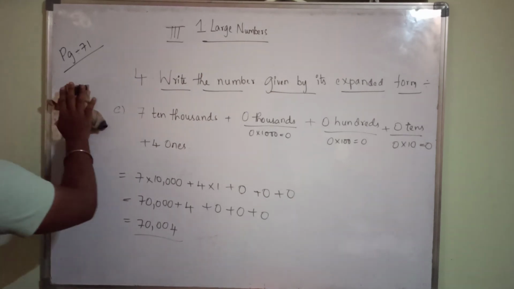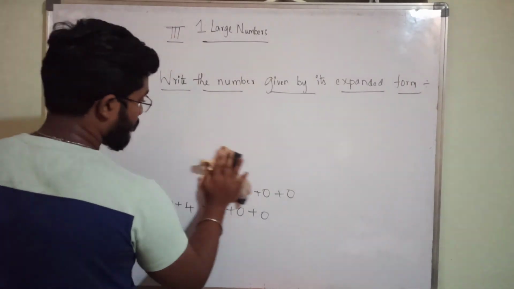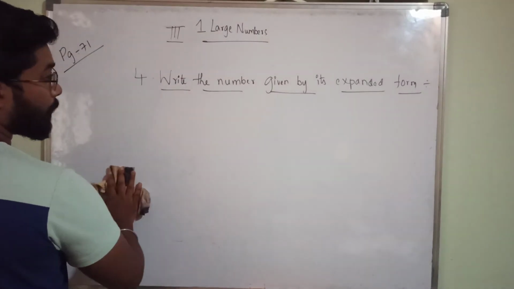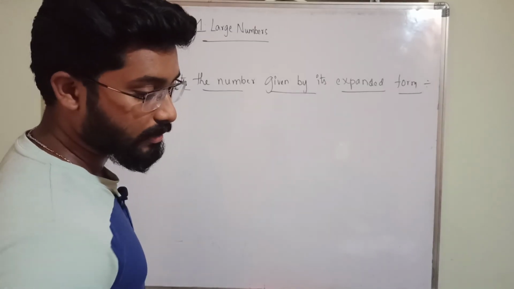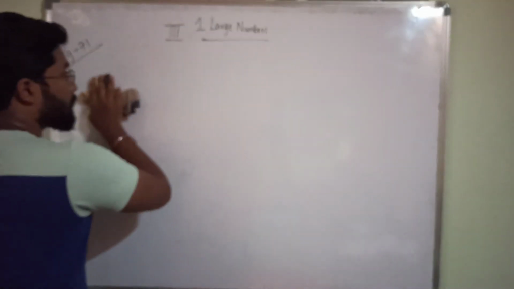So with this we have completed your fourth bit. What is the fourth bit? This one: write the numbers given in expanded form. This one we have completed. Okay, let us see the next one.